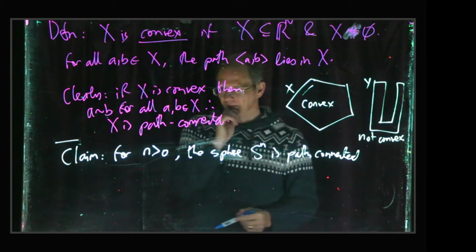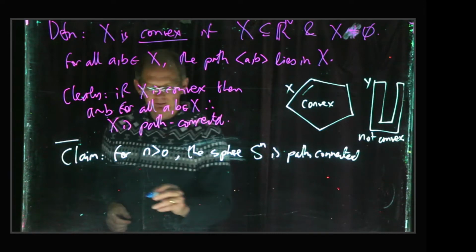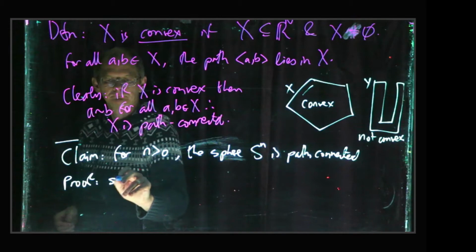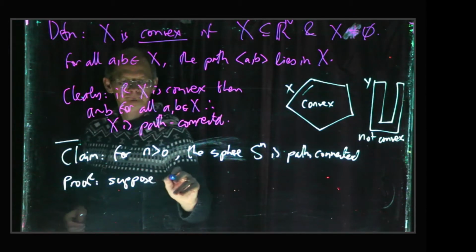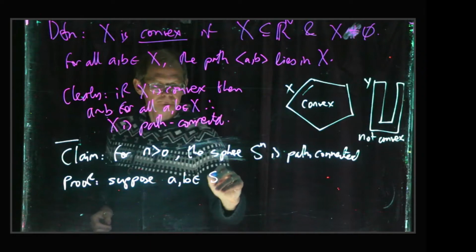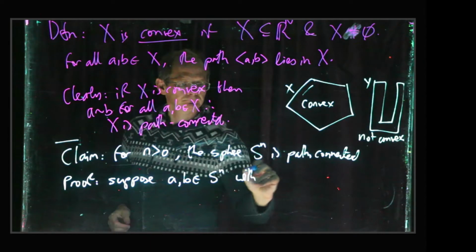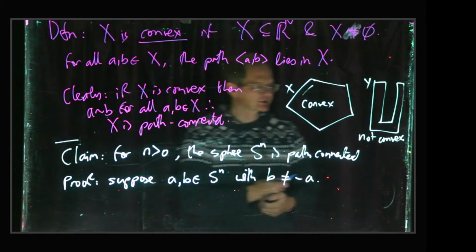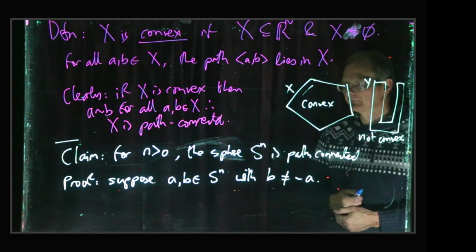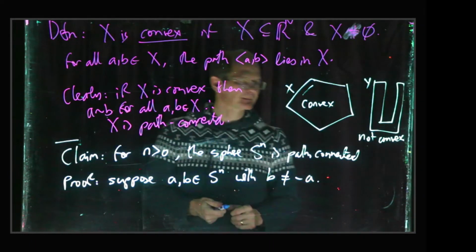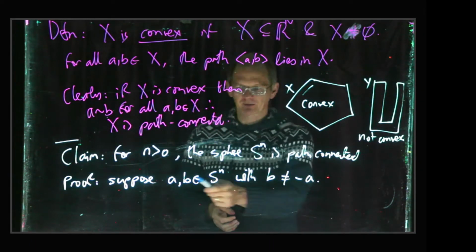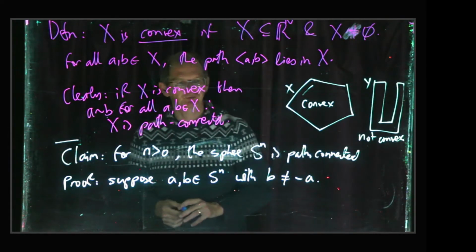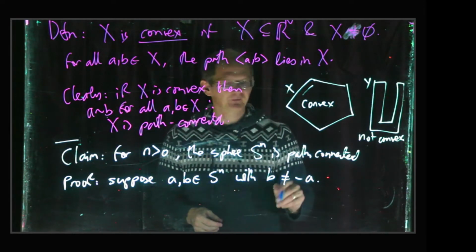But for n bigger than 0, then it is going to be path connected. So let's have a proof of that. Okay, so we need to prove that any 2 points can be connected by a path, but it turns out we have to deal with one kind of special case for this. Special case is where our point B is just equal to minus A. So we're going to do the general case first, and then see what to do about the special case.